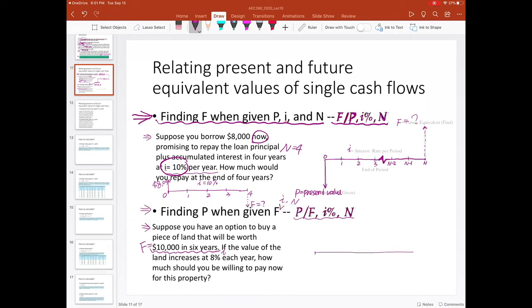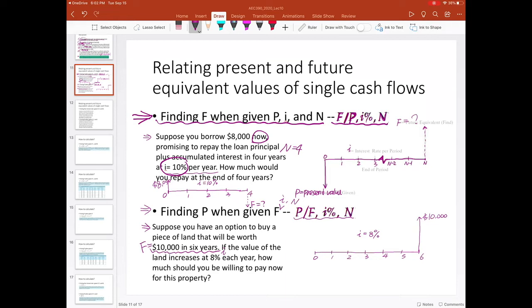And the diagram you can draw from your point of view will be the timeline 0, 1, 2, 3, 4, 5, 6. That's the 6 years. And then the interest is 8% each year. So I is 8%. And you know that the future value of that piece of land will be 10,000. So you can sell that piece of land for 10,000. That's your income. So it's an arrow going upward, 10,000.